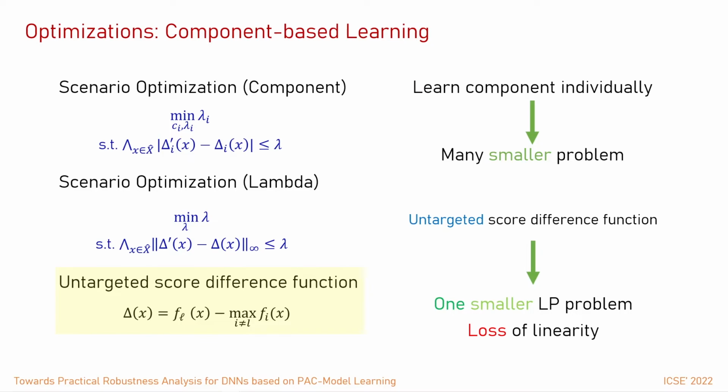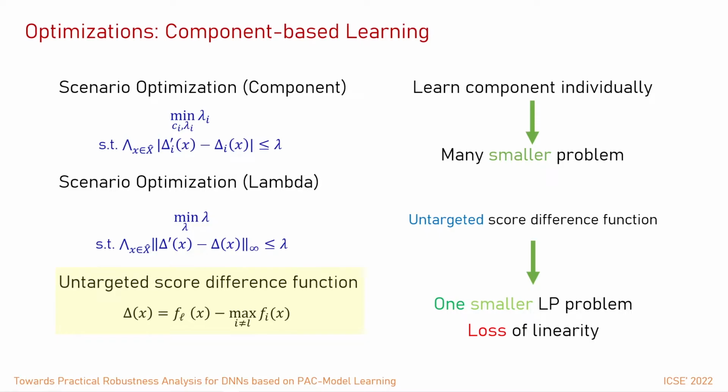To reduce the number of variables and constraints, we decided to compute the PAC model for each component separately. It will break the large LP problem into many smaller problems. After solving all the smaller LPs, we recalculate the overall lambda considering all the learned components together. This will make our framework more scalable to high output dimension tasks.